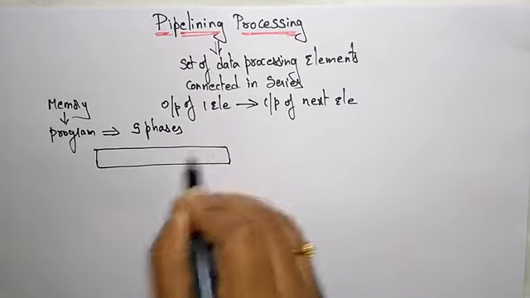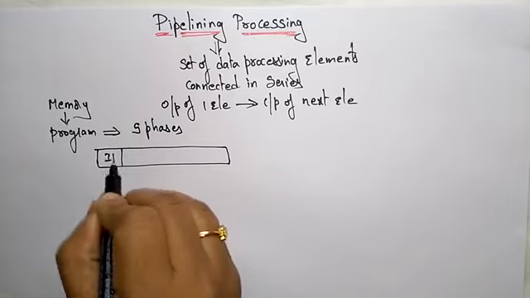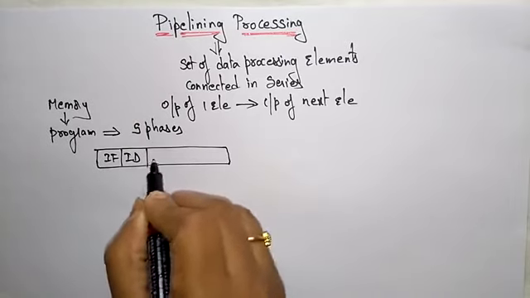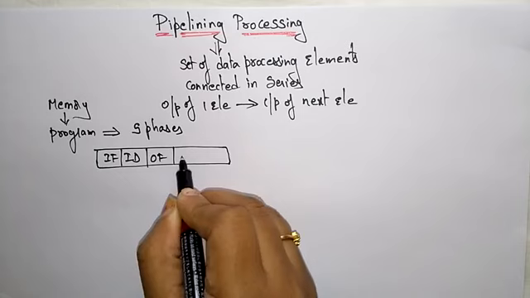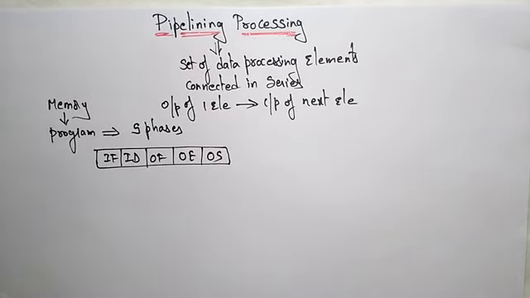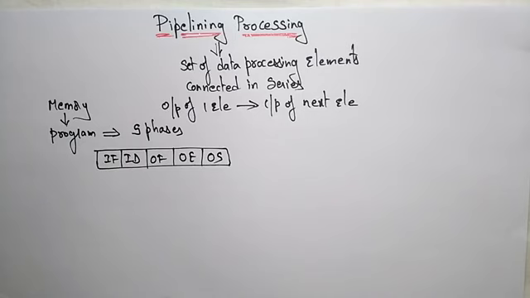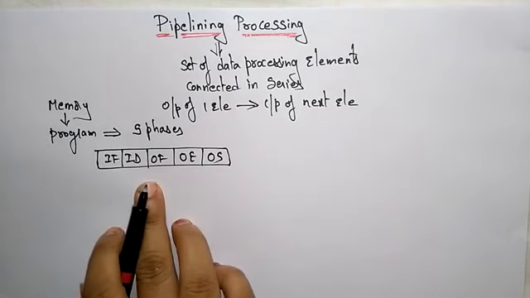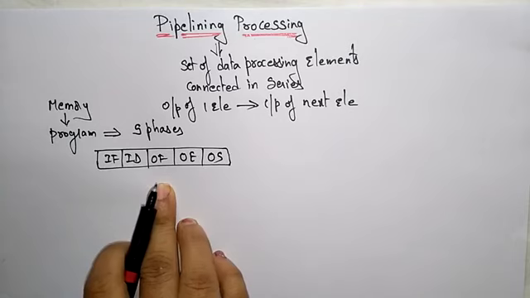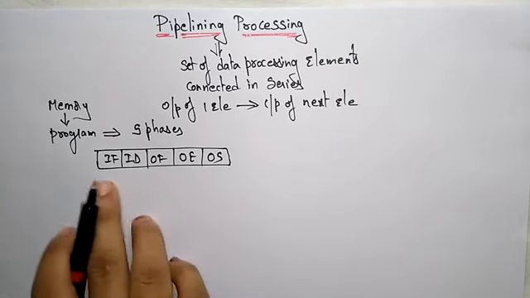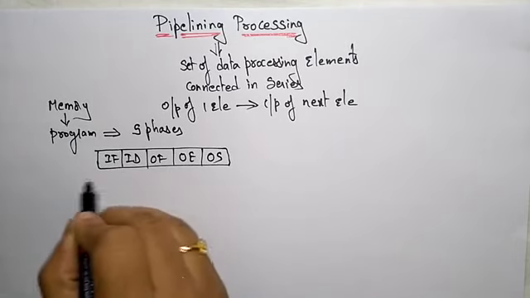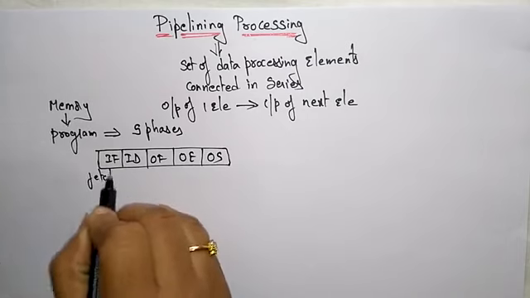These phases are instruction fetch, instruction decode, operand fetch, operand execute, and operand store. So these are the different 5 phases that take place when an instruction is executing in the processor. First we have to fetch the instruction from memory.